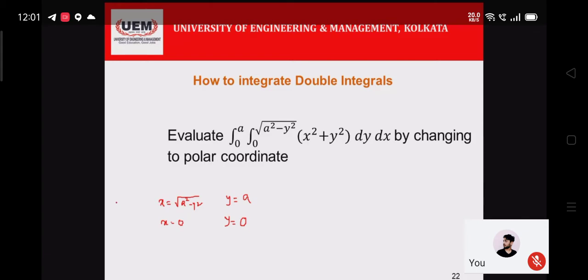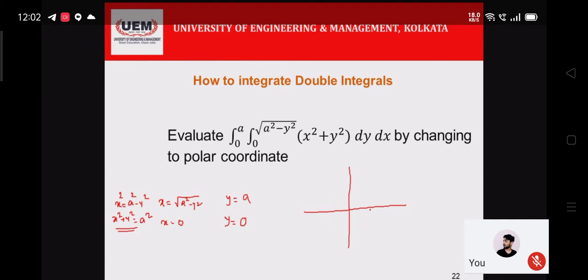Can I write it in this way? x square equals a square minus y square, leading to x square plus y square equals a square. So what does it represent? Circle. Yes, so maybe it's a circle.